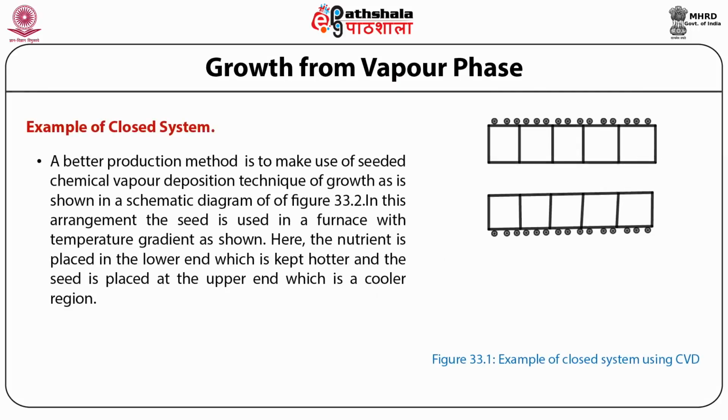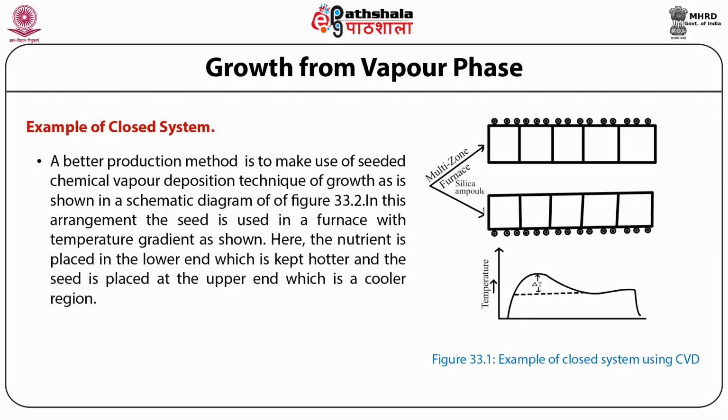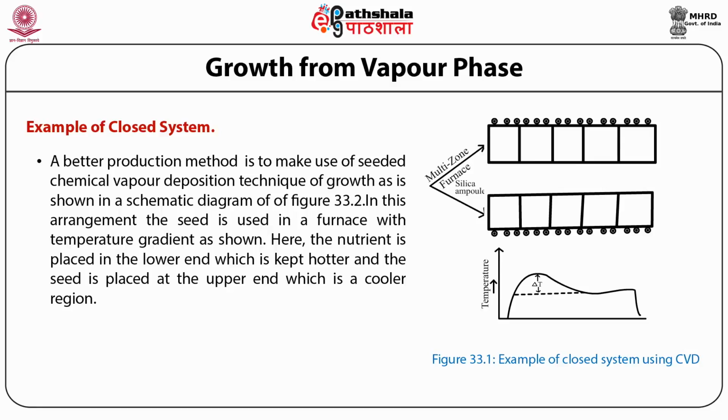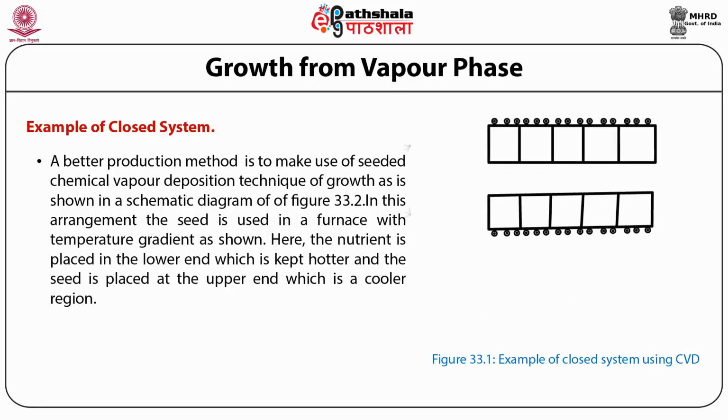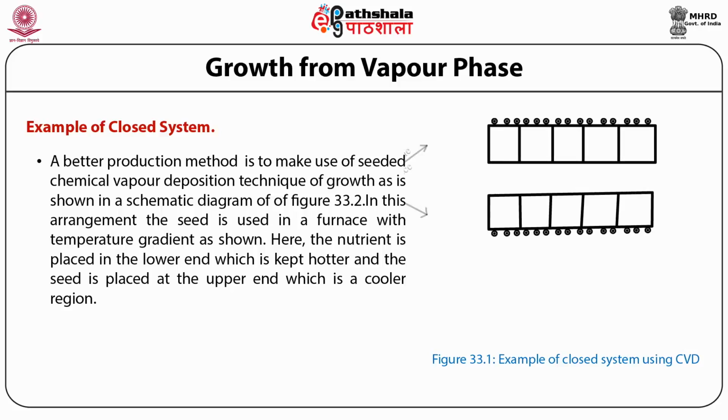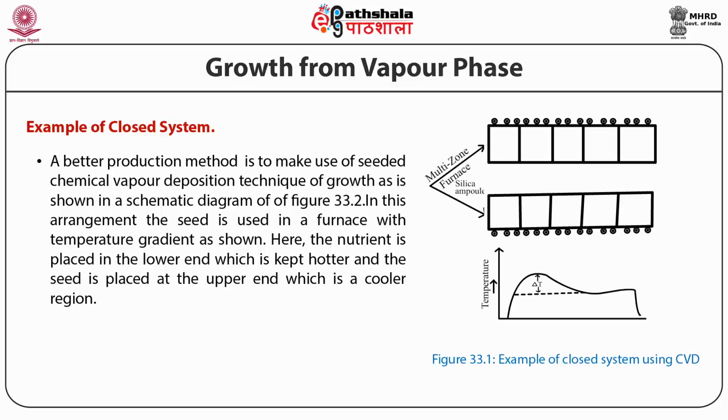A better production method is to make use of seeded chemical vapor deposition technique of growth as is shown in a schematic diagram of figure 33.2. In this arrangement, the seed is used in a furnace with temperature gradient as shown. Here the nutrient is placed in the lower end, which is kept hotter, and the seed is placed at the upper end, which is a cooler region.